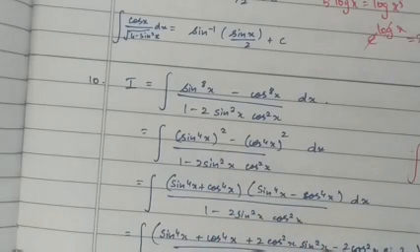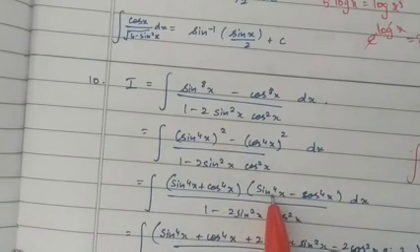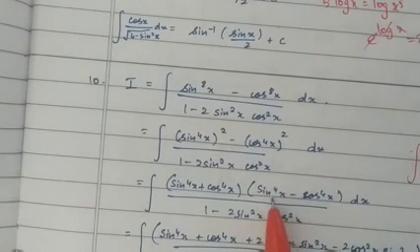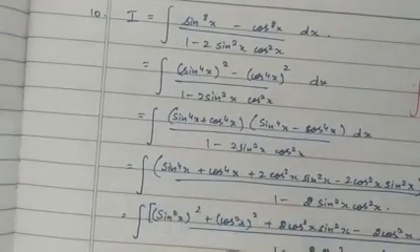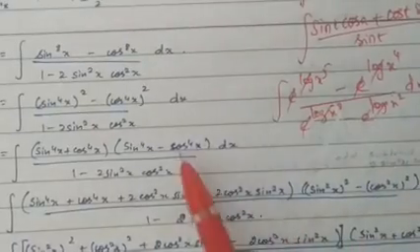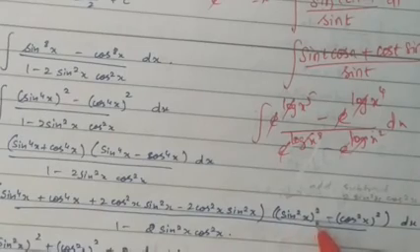And the next step here, sin^4 x can again be written in the form of a squared minus b squared, that is (sin^2 x) the whole squared minus (cos^2 x) the whole squared. That's what we are going to write for sin^4 x. Sin^4 x can be written as (sin^2 x) squared minus (cos^2 x) squared.